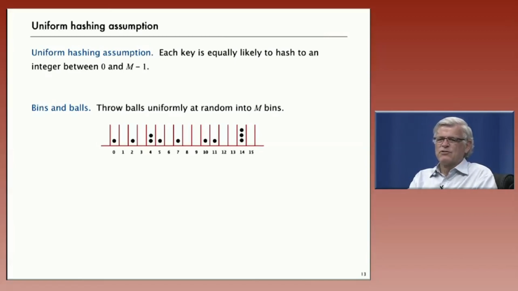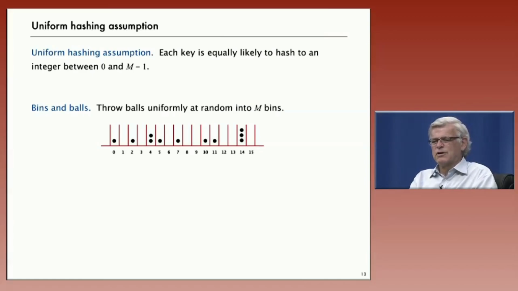And that allows us to model the situation with the so-called bins and balls model that directly relates the study of hash functions to classical probability theory. So we've got m bins, which corresponds to our hash table, and we have some number of balls, however many keys we have, and we throw them uniformly at random into m bins.